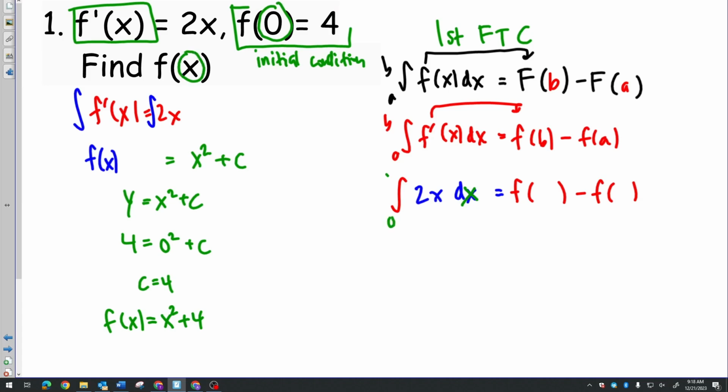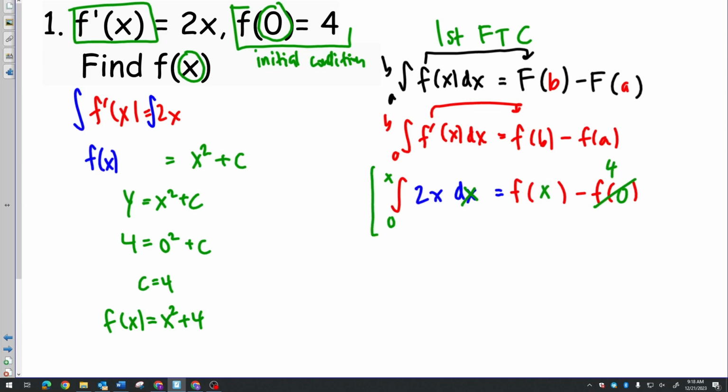It's okay to put x right there. And so then what I get is, if x is the top limit, then x goes here, 0 goes here. I actually know f of 0, right? f of 0 is 4. I'm actually trying to find f of x.